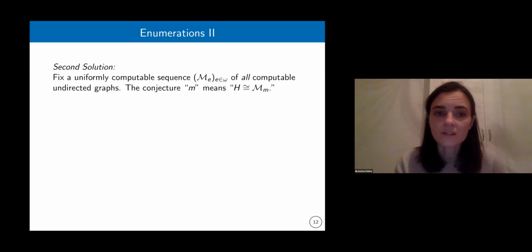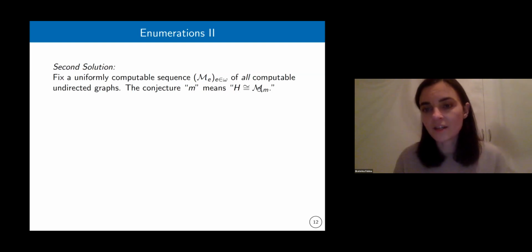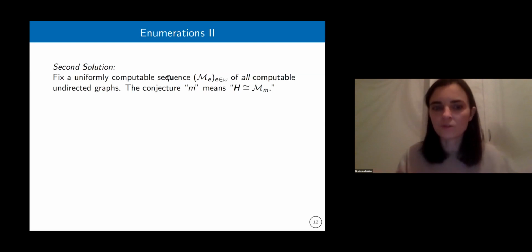So we fix a uniformly computable sequence of all computable undirected graphs. And then the conjecture M that we output means that the graph that we are seeing is isomorphic to the graph with the index M in this enumeration of all computable undirected graphs.